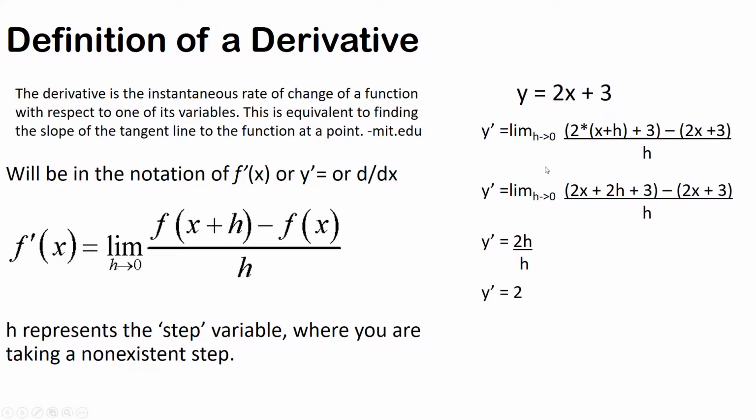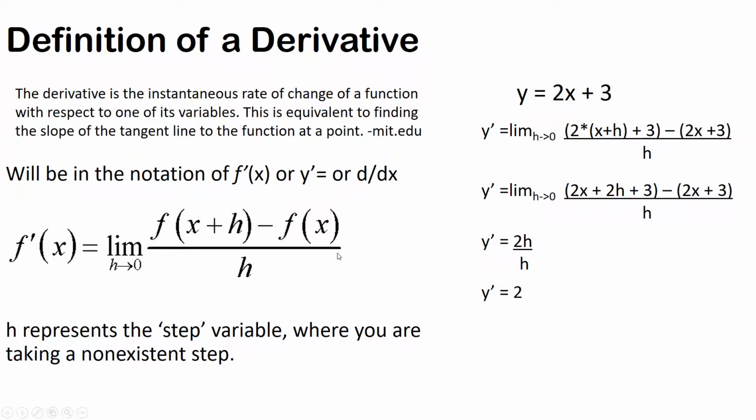Now, according to mit.edu, the derivative is the instantaneous rate of change of a function with respect to one of its variables. This is equivalent to finding the slope of the tangent line to a function at that point. So let's take the first part. It is the instantaneous rate of change of a function with respect to one of its variables.